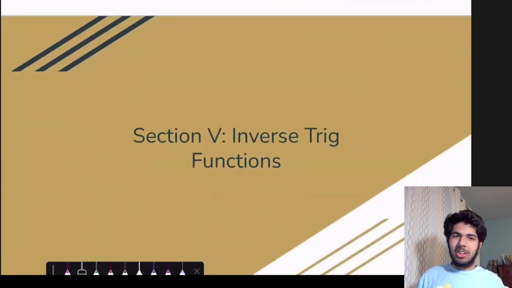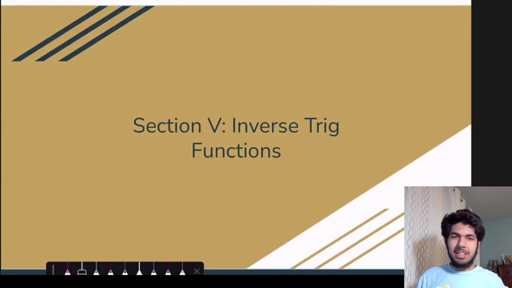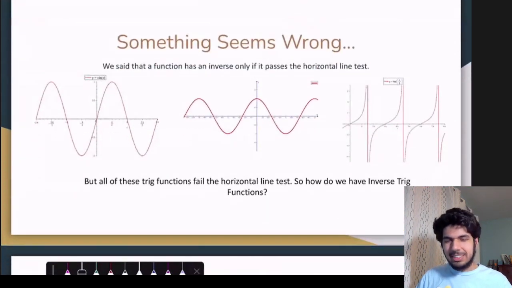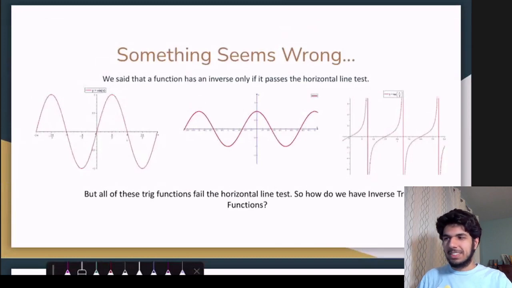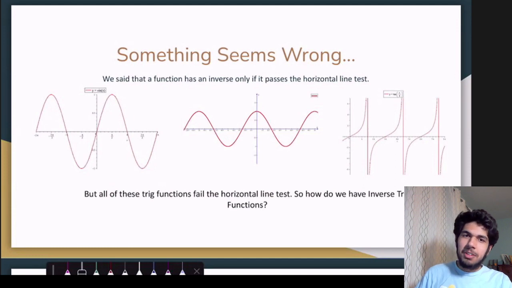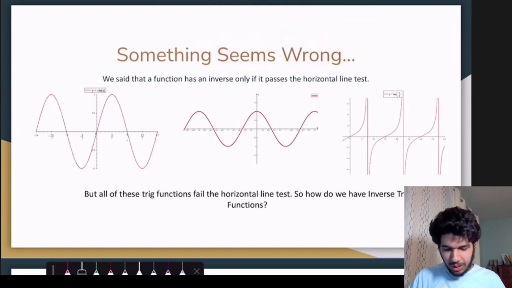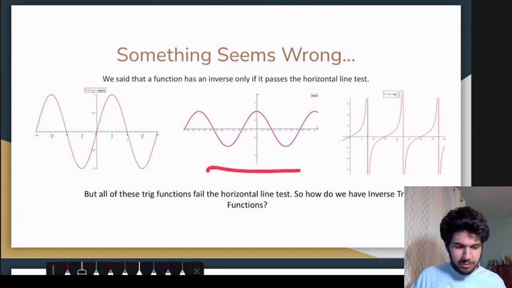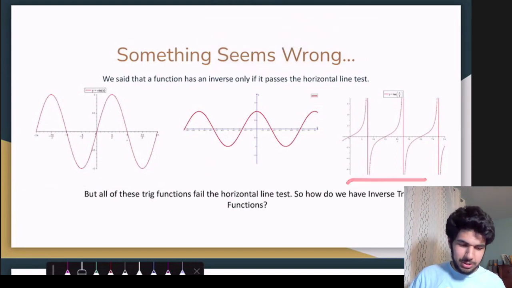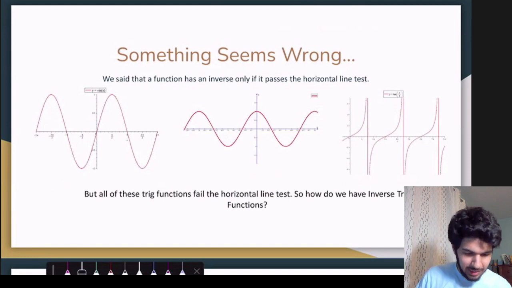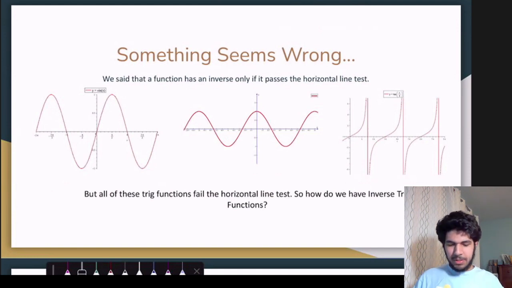Now, let's talk about inverse trig functions, which maybe you've heard about. However, maybe you're thinking something's wrong. Perhaps you've noticed this, that we said that a function has an inverse if it passes the horizontal line test. But we see here we have the graph of sine of x. This is the graph of cosine of x. This is a version of one of the tangent graphs, tangent of x over 3, it says.